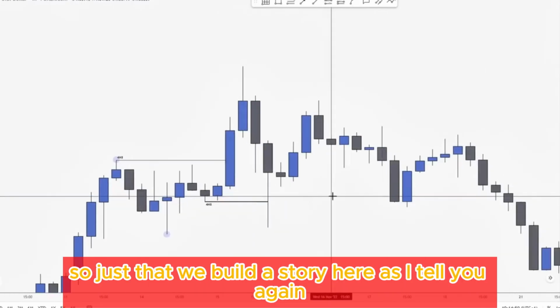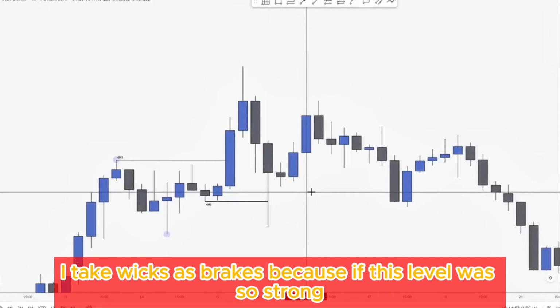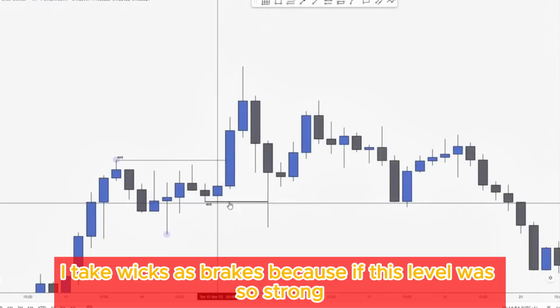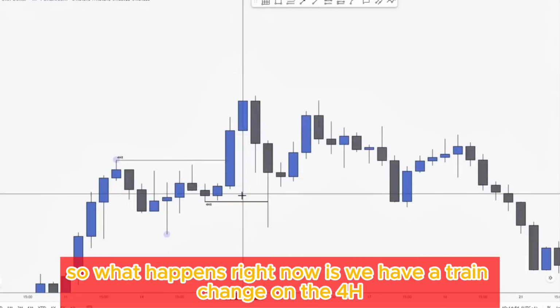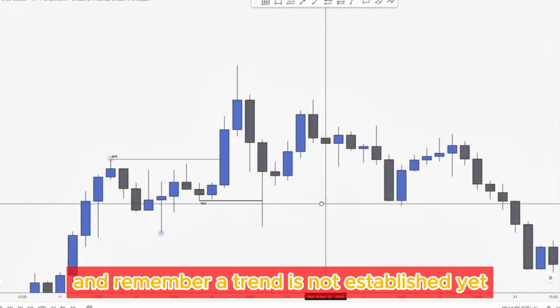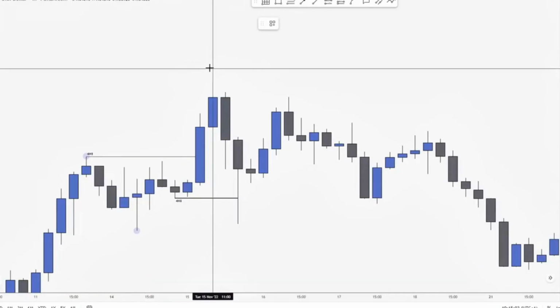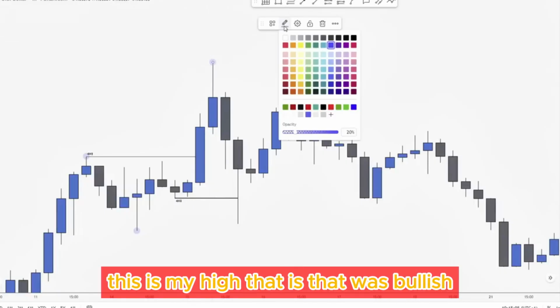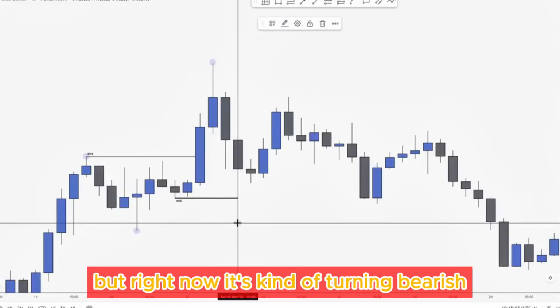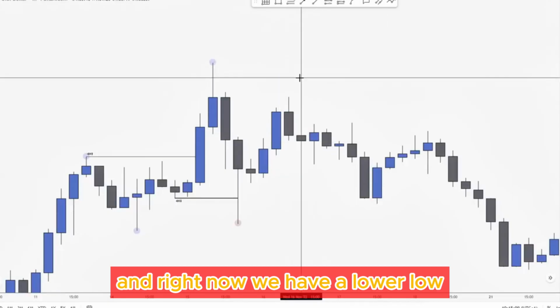Here, as I tell you again, I take wicks as breaks, because if this level was so strong, it shouldn't have wicked. Okay, so what happens right now is we have a trend change on the 4H, and remember, a trend is not established yet. But what I immediately do, okay, this is my high. That was bullish, but right now it's kind of turning bearish, and right now we have a lower low.